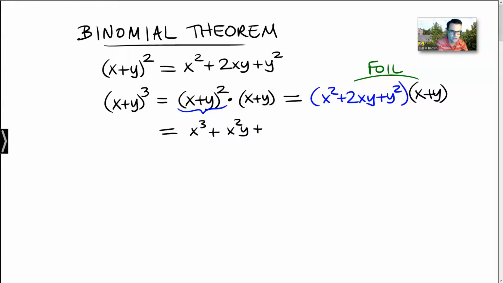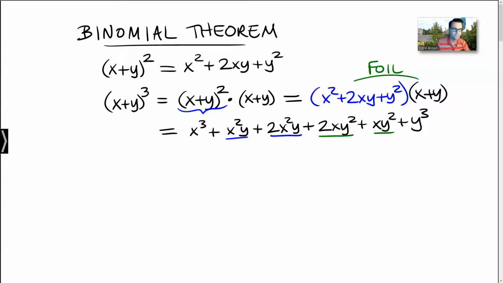Distribute 2xy across x, x squared y across y, 2xy squared. And then distribute y squared across: xy squared plus y cubed. And now I can collect like terms. There's an x squared y, a 2x squared y, 2xy squared, xy squared. So altogether, I see that I get x cubed plus 3x squared y plus 3xy squared plus y cubed.